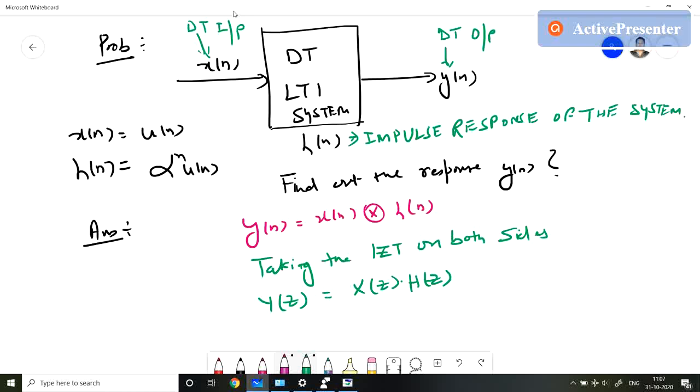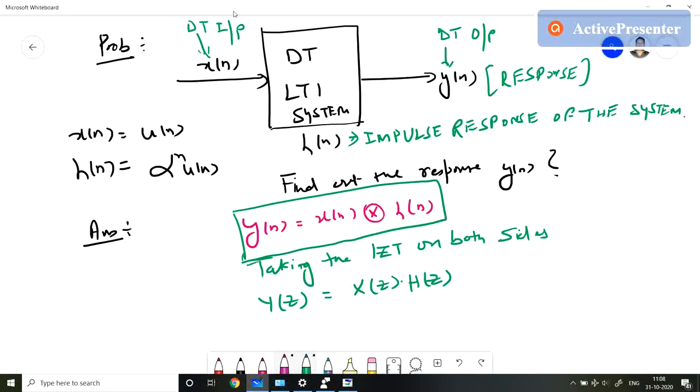And then we need to find out the output, that is the response y[n]. So y[n] is equal to x[n] convolved with h[n]. This is the definition of convolution. Now we can take the z transform on both sides.